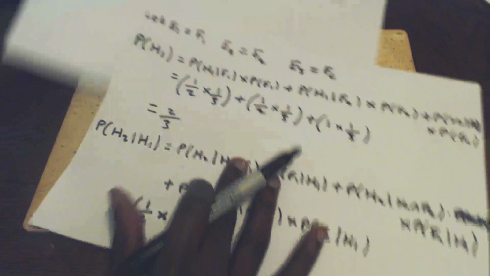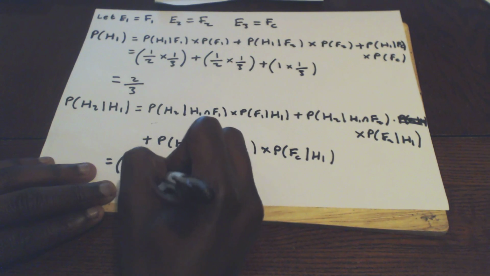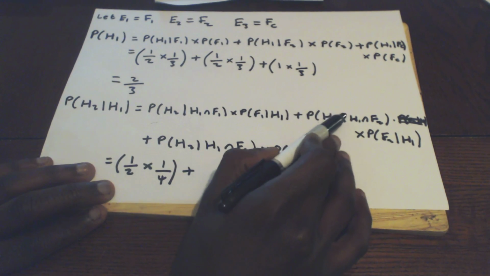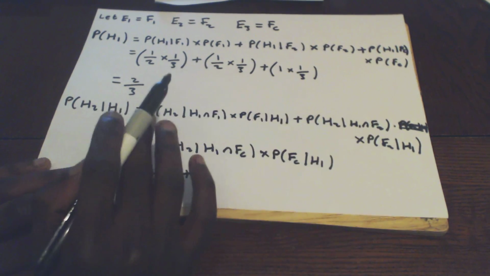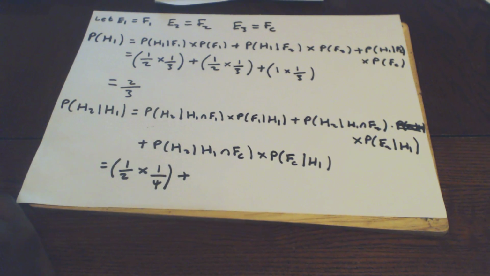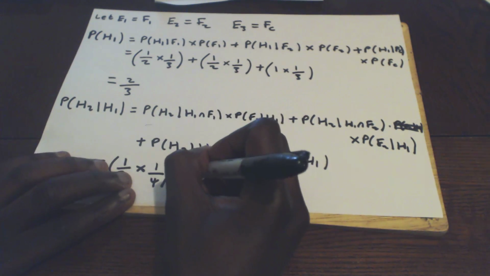So we can go back to our scenario now. So this is going to be times 1/4. Right, now we want H2 given H1 intersection F2. Well, again, like before, if you're tossing the coin the second time, it doesn't matter what happened the first time, whether it was biased, unbiased, whatever. If you toss a coin the second time, it's not related to what happened the first time. So again, that is a half.